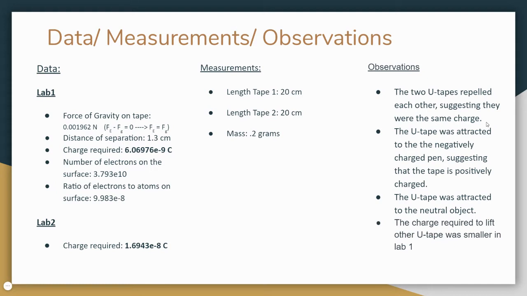In Lab 1, we calculated the force of gravity on the tape, the distance of separation, the charge required to lift the tape 1.3 centimeters, the number of electrons on the surface, the ratio of electrons to atoms on the surface, as well as the length of tape 1, tape 2, and the mass of the two tapes. The observations we made in Lab 1 were the two U-tapes repelled each other, the U-tapes were attracted to the negatively charged pen, and the U-tape was attracted to the neutral object.